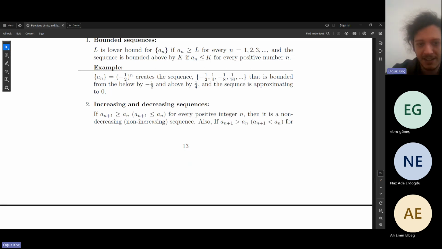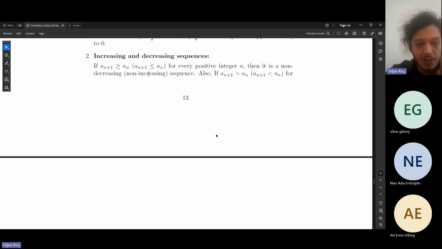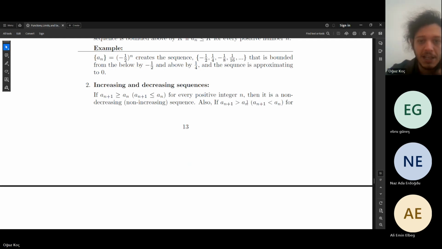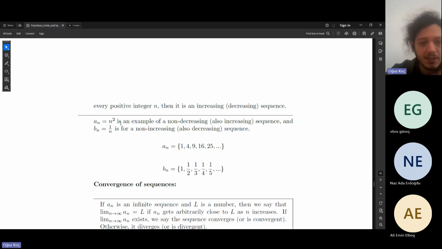Why do we call it non-decreasing or non-increasing? Because there is an equality in the inequalities. Therefore, we need to say that it's non-increasing. If we don't use the equality here, we can say that the sequence is actually decreasing. But there is an equality here, so we need to say that it's a non-increasing sequence. That is the difference. And this is the definition for increasing and decreasing sequences. Here, a_{n+1} is greater than a_n for every n, so we say that it's an increasing sequence, and in the reverse case, we say that it's a decreasing sequence. And we have some examples here.